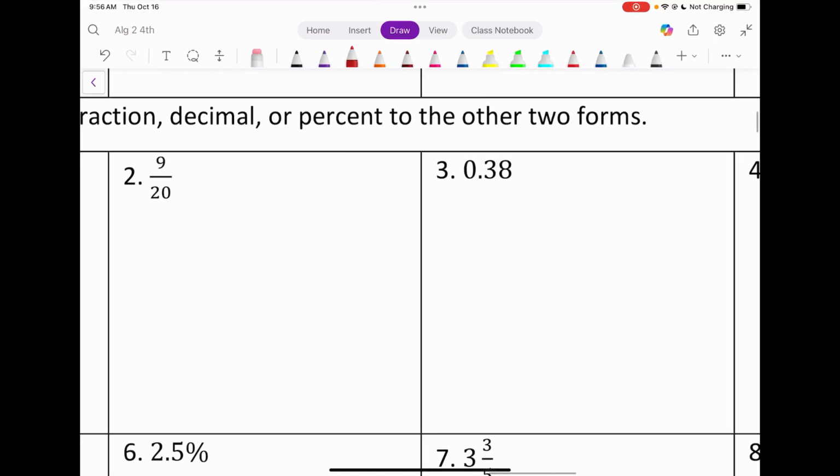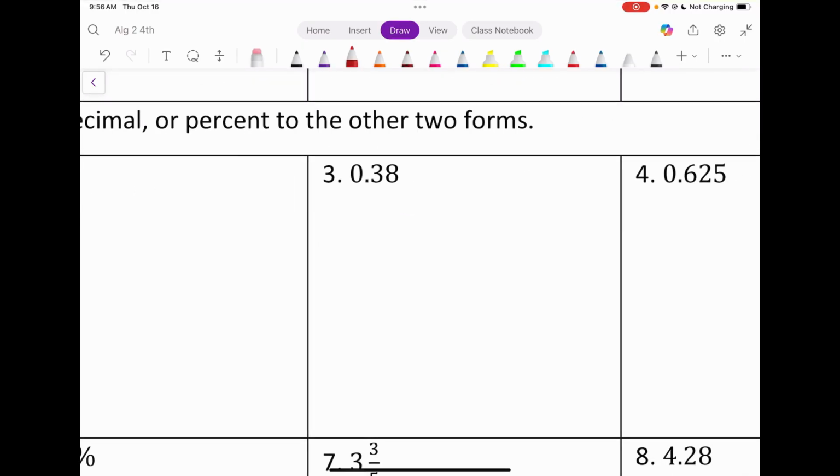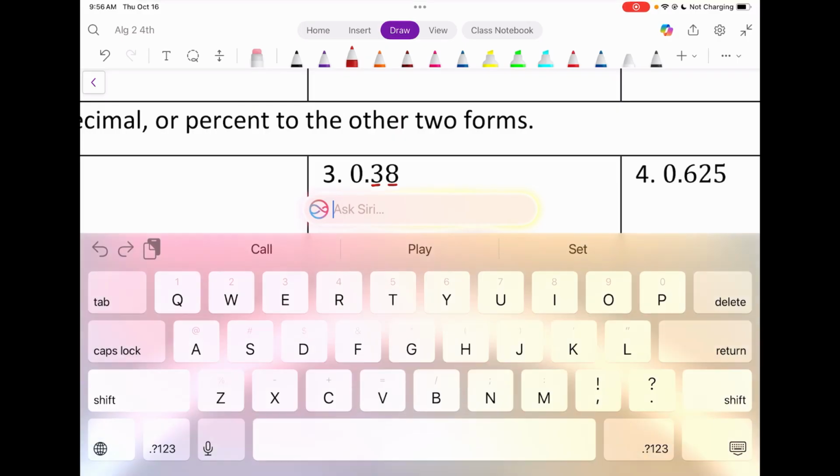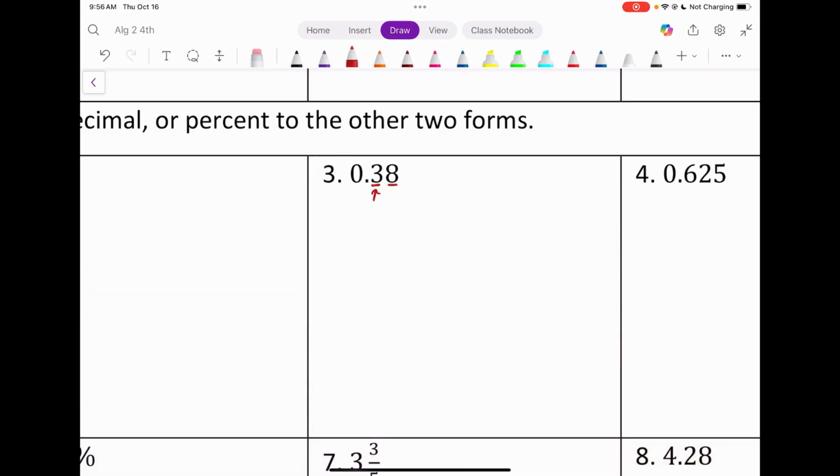So let's do some backwards now. To change a decimal to a fraction form, we simply see what place values we have here. This is the tenths place. This is the hundredths place, so we read this as 38 hundredths. So let's just write it like that. That's the actual fraction, 38 hundredths. And then we simply reduce it like we did before. To change a decimal to a percent, again, we just move the decimal over twice, and that's going to be 38%.